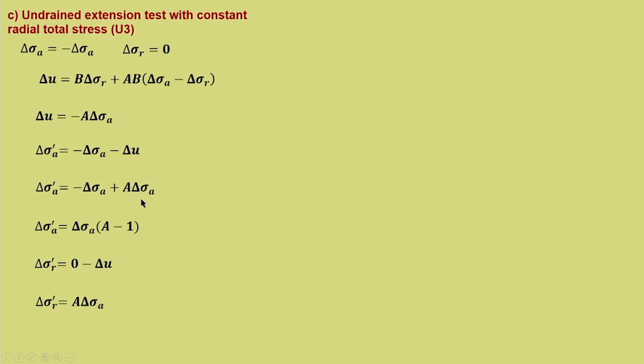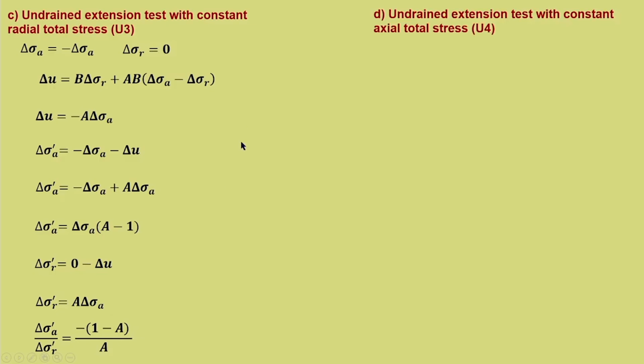So, we are substituting it for the pore water pressure, and that gives again delta sigma A dash upon delta sigma r dash. If you rearrange, it will give minus 1 minus a upon a. So, the same slope as in the case of compression. So, even in the extension case, the slope is going to be the same and it is unique.